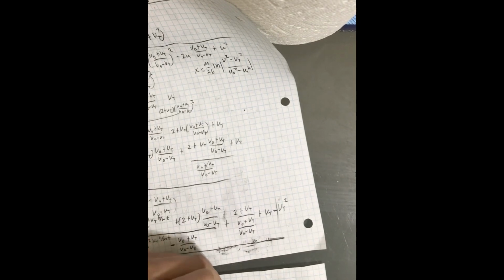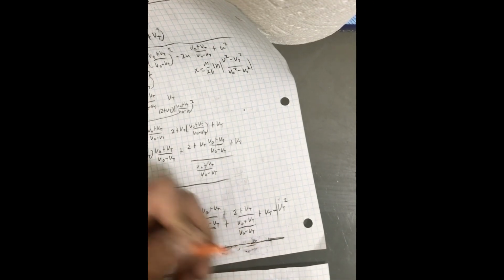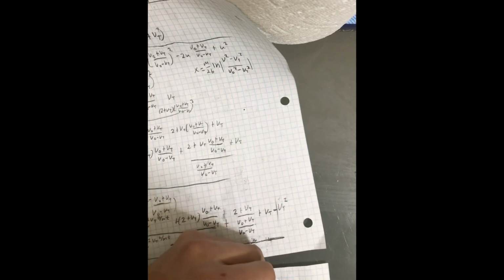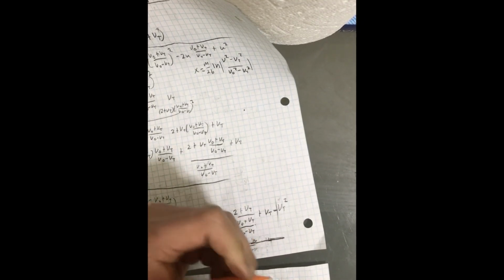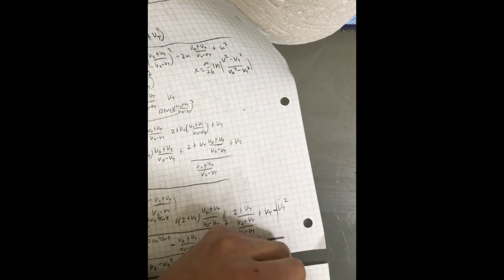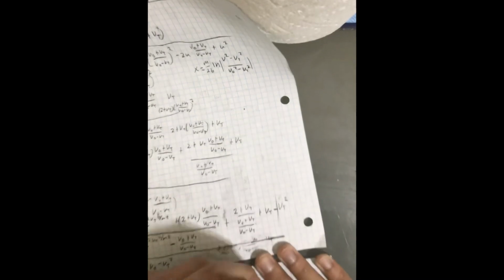We can just say that this is what we're doing. Plus vt minus vt squared. Oh, that's why I didn't do it before. Okay. Gosh dang it.